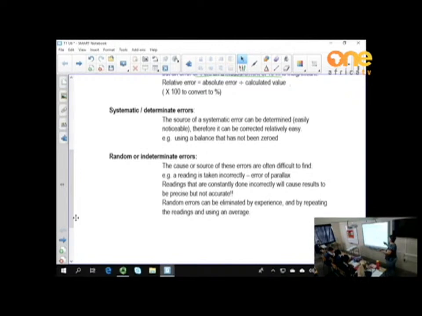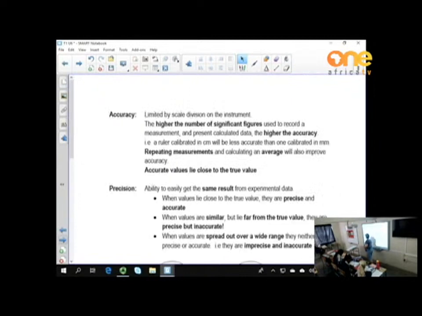Systematic or determinate errors, we said source of a systematic error. We can find it easily and we can correct it easily. All right. It's something that you've done wrong consistently throughout, maybe you took the reading on the edge of the calibration instead of in the middle. Okay. Random or indeterminate errors, we said, are more difficult to pinpoint. We don't really know where they lie. Sometimes we've just taken a reading incorrectly. Sometimes you just didn't concentrate and you made an error. All right. Random or indeterminate errors.